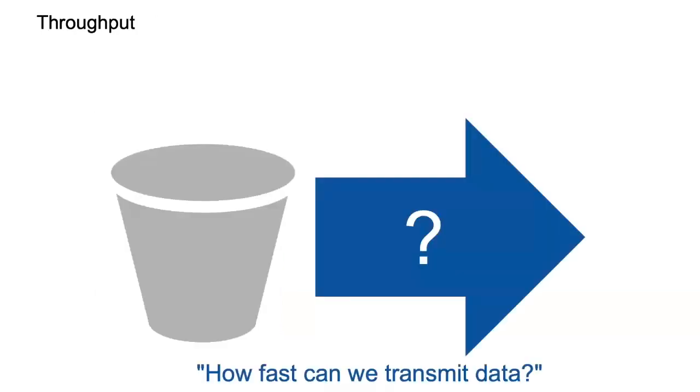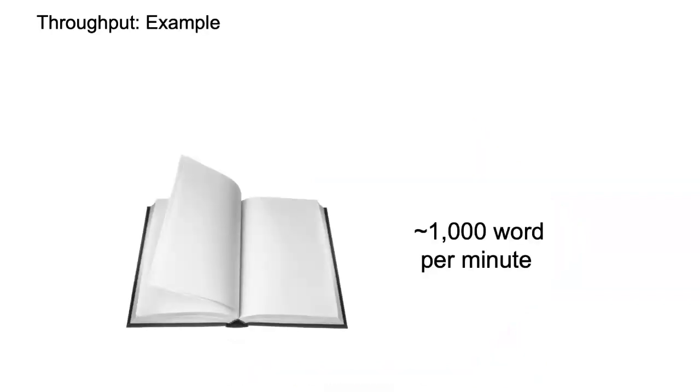My second dimension is the throughput, meaning how fast can I transmit data, the number of bytes per second that I'm able to read or write to the disk. In the case of the book, you could imagine that you can read 1,000 words per minute. I think that even might be a lot for a human being, but it's just around this.